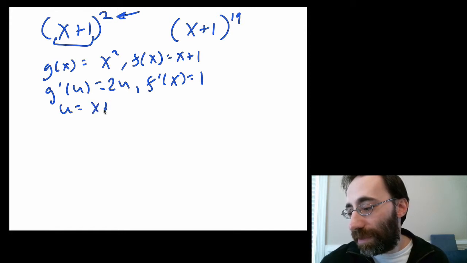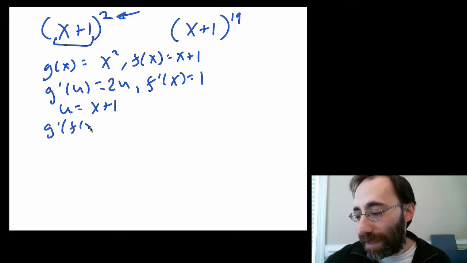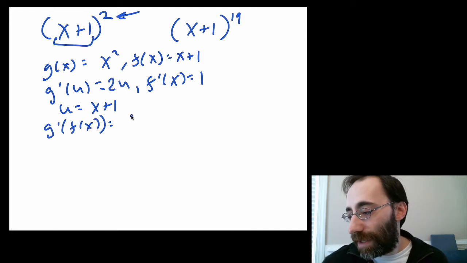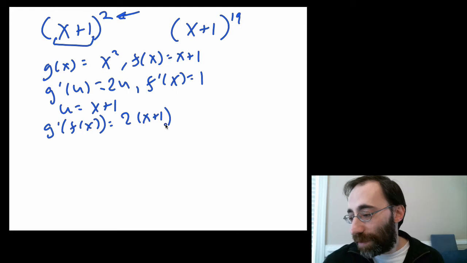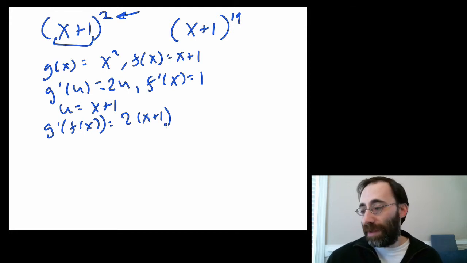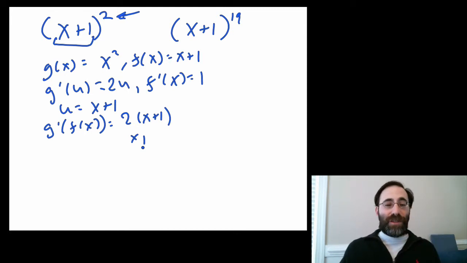So we can go through again and just shorthand. u is going to be x plus 1, because that's f of x. We already have g prime of u. We already have f prime of x. g prime of f of x is going to be just 2 times x plus 1. And then you multiply it to get the answer, but f prime is 1, so it's times 1, and the answer is just 2 times x plus 1. So we see, in this case, we didn't even have to consider the fact there's x plus 1. If we just treated x plus 1 as x and differentiated that, we'd get the same answer.